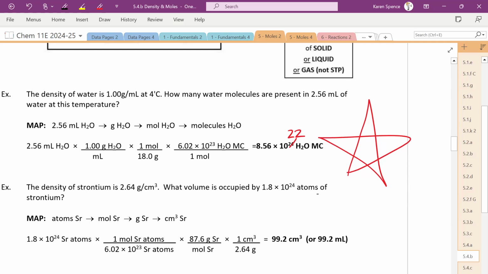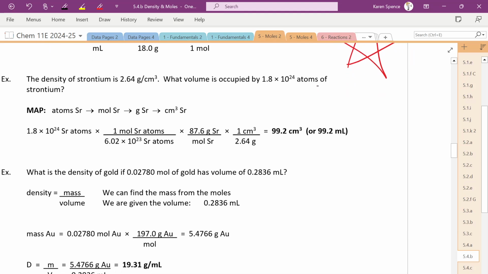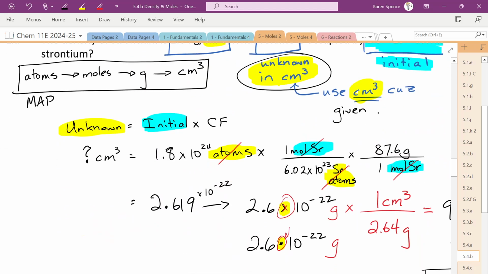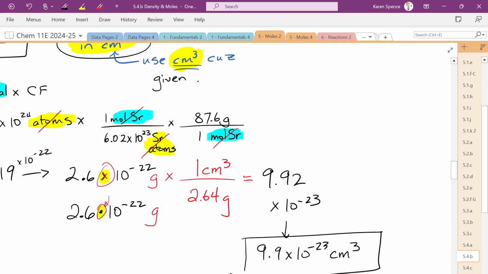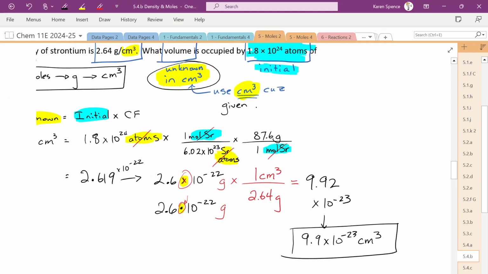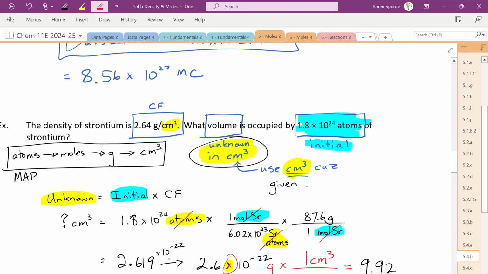Ah, yes, it's the one I just did. I think you have a mistake, a wrong answer here. Okay, so this should be what? No, I think this is right. This is wrong? Yeah, I think so, because 9.9 times 10 to the negative 23? I don't think that. No, that sounds wrong. Oh yeah, I've done something really wrong here.